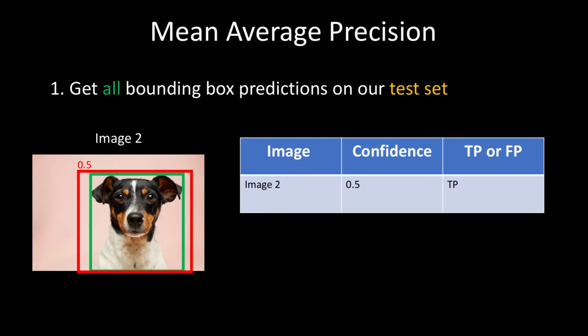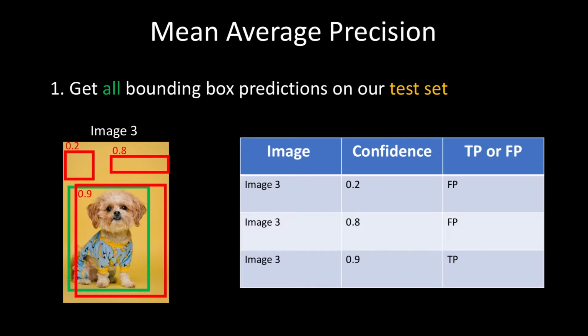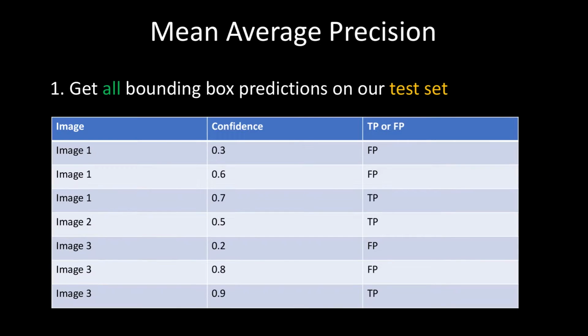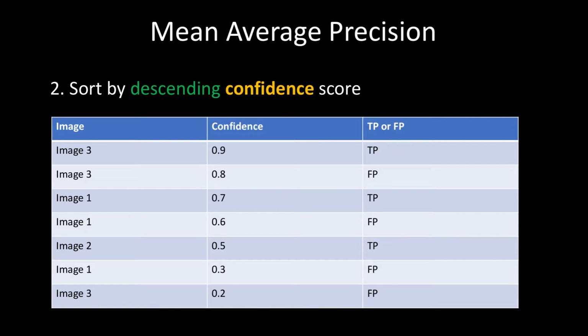For image 2, we only have 1 prediction, and that's a true positive. For image 3, we can see that we have 2 bounding boxes at the top, and those are both false positives. Then we have a 0.9 confidence score bounding box that has a pretty high IOU, greater than 0.5, with the target bounding box, so that's a true positive. All right, if we summarize all of those bounding boxes into a single table, this is what it would look like. Then for the next step, we want to sort this table by descending confidence score. So the resulting table is going to look something like this.